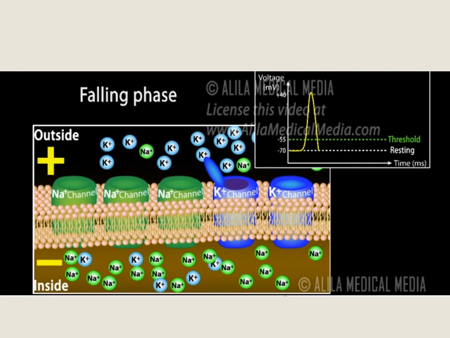This is the falling phase, or the repolarization process. The K plus channels will be open. The K plus ions go from outside to inside, and the Na plus ions go from inside to outside. The remaining channels also open subsequently, and the same process continues until it reaches a certain threshold level. This is the falling phase, or repolarization process.